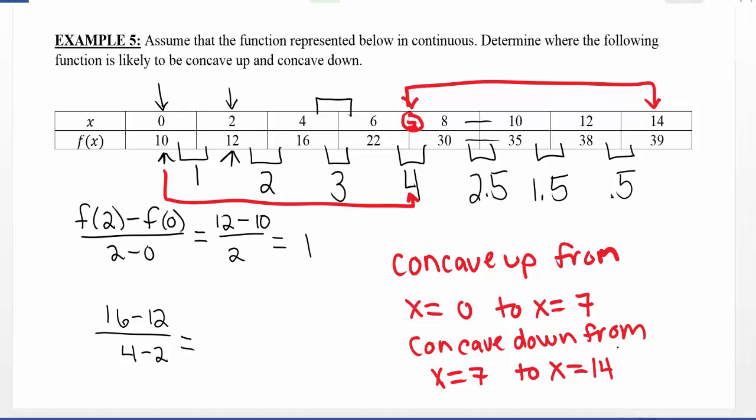And again, the 7 is a little bit arbitrary. I could have said x equals 0 to x equals 6, and then x equals 8 to x equals 14. 7 was the compromise in between, but with the understanding that somewhere between 6 and 8 is where we're going to change from concave up to concave down.